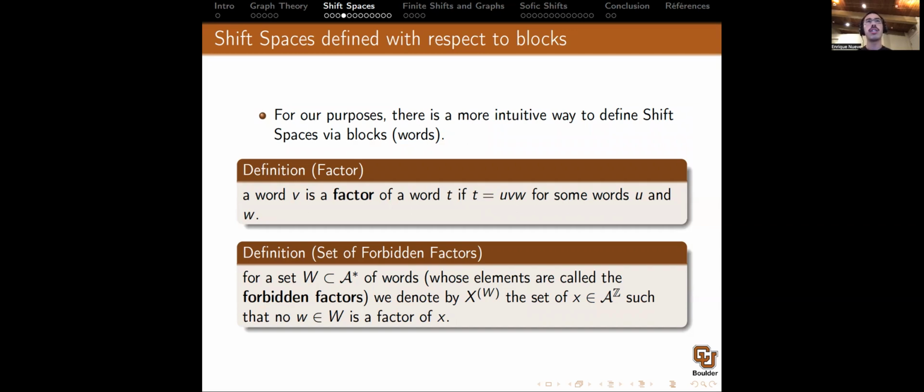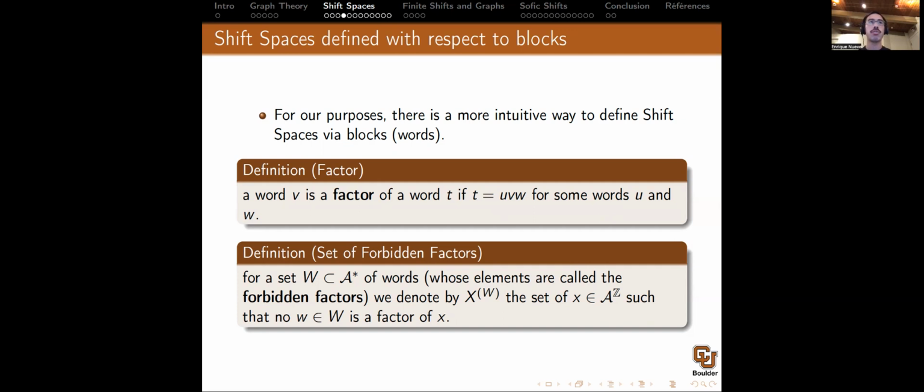A word V is a factor of a word T if T is equal to UVW for some words U and W. So you could think of this as like a subword, for example. That's all a factor is. That's the common terminology in symbolic dynamics. There's a particular set of factors that are interesting. We'll define what they are.